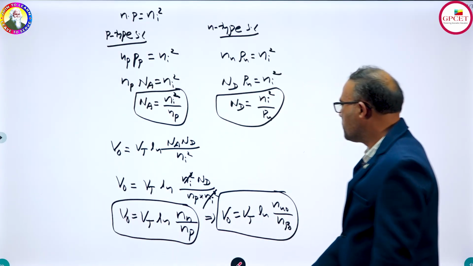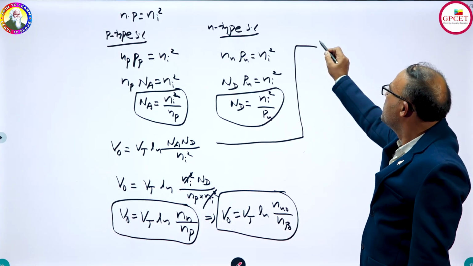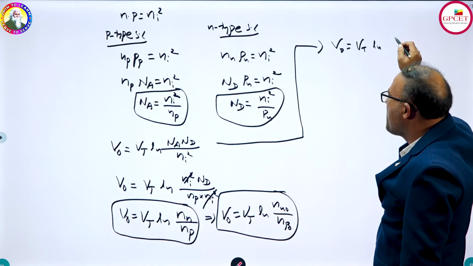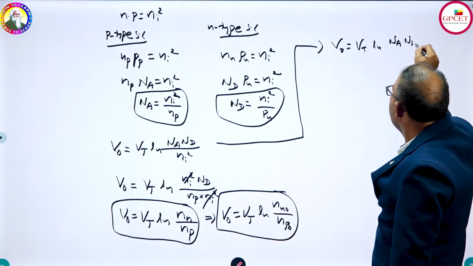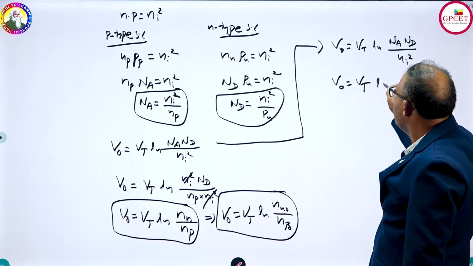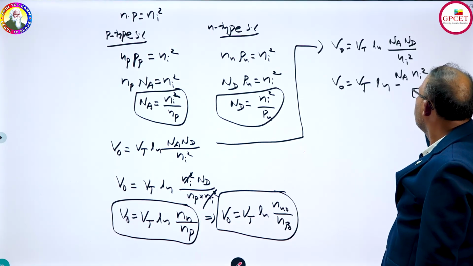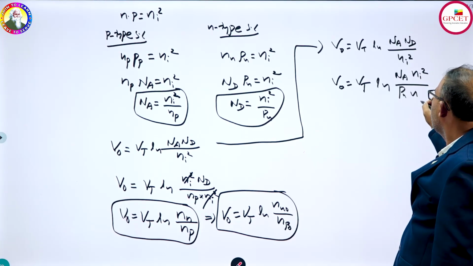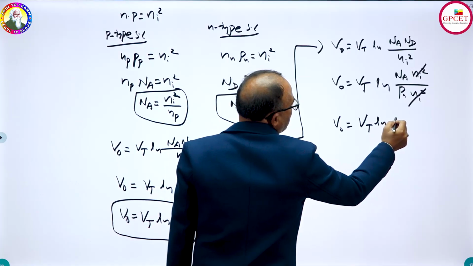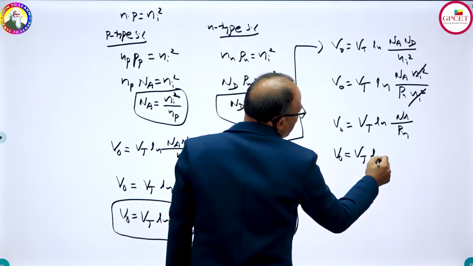Similarly, I can represent the same equation like this. V naught is equal to Vt ln Na Nd divided by Ni square. Instead of Nd, I can write Ni square divided by Pn, and the Ni square gets cancelled. So I have V naught is equal to Vt ln Na divided by Pn, where Na is the acceptor concentration. I can write V naught is equal to Vt ln.